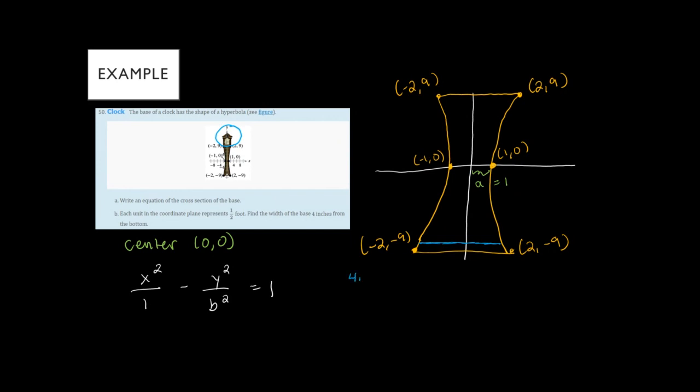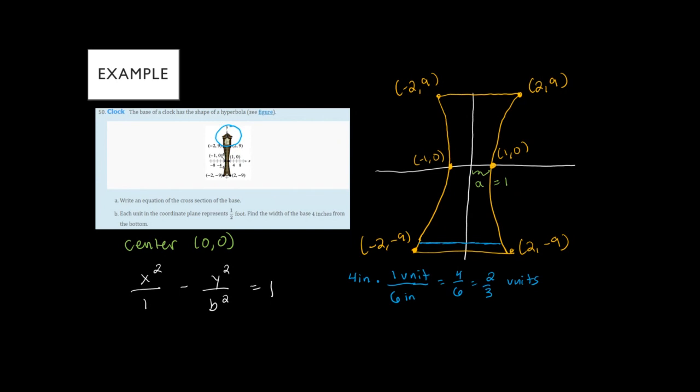So we've got 4 inches, and we need to convert it to feet because the coordinate plane represents half a foot. Or you could say that we can use 6 inches there, since half a foot is 6 inches. So we can say there are 6 inches in 1 unit in our coordinate plane. So this is going to be 4 over 6, which is just 2/3 units.